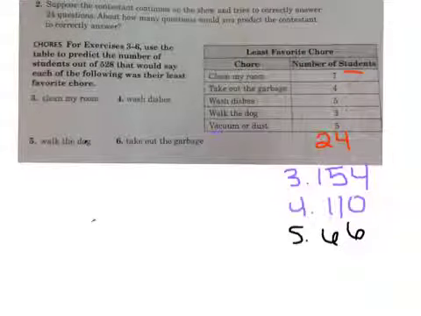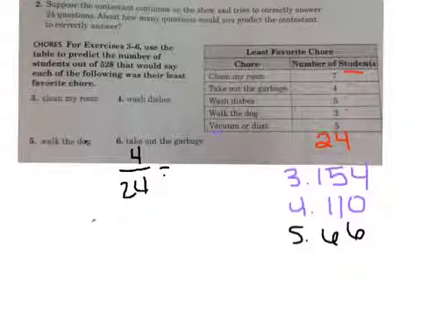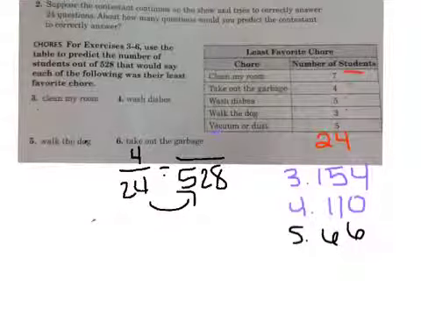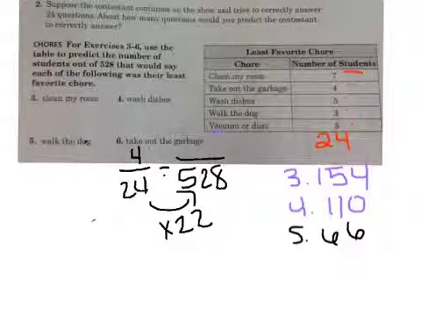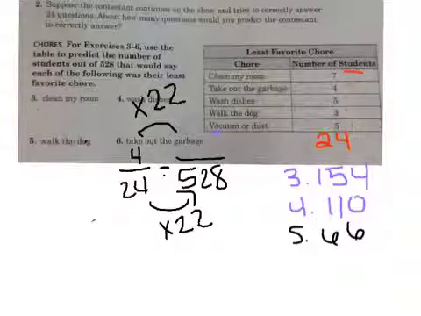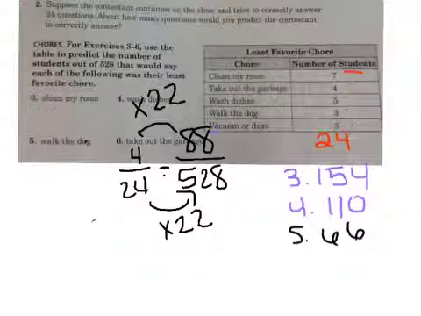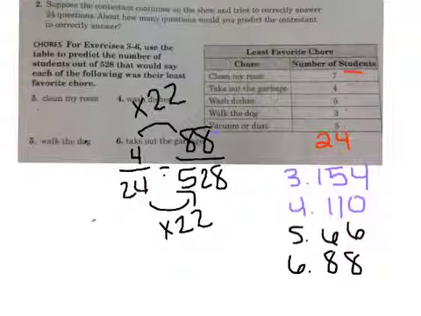And last but not least is taking out the garbage. So taking out the garbage, 4 out of 24 don't want to do it. That is equal to what out of 528? Again, we multiply, our factor is 22. So our factor up here will also be 22. And that gives us 88. So 88 out of the 528 do not want to take out the garbage.